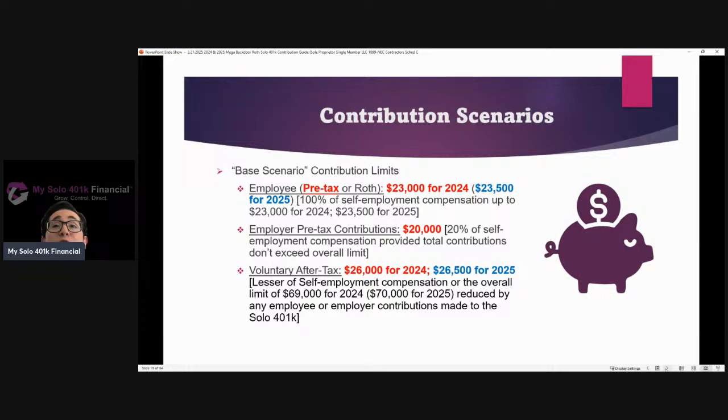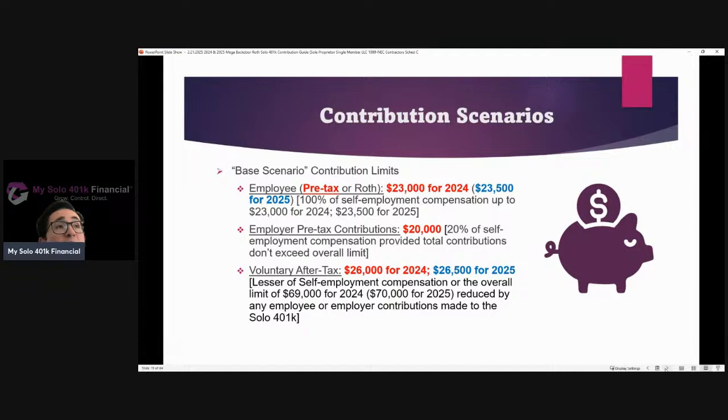And then they can do the difference up to the overall limit of $69,000. In other words, $26,000 as a voluntary after-tax contribution. And then they'll move that voluntary after-tax funds over to their Roth account. So at the end of the day, they got $43,000 in their pre-tax account, $26,000 in their Roth account.